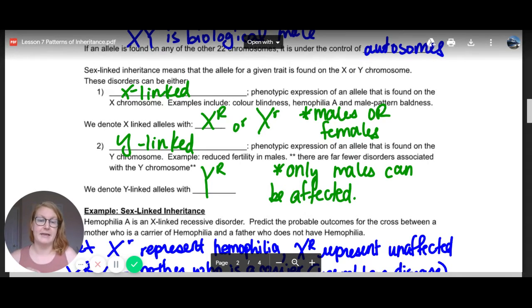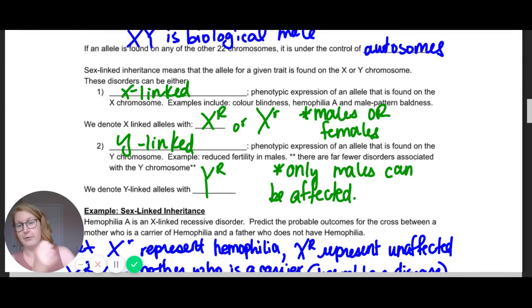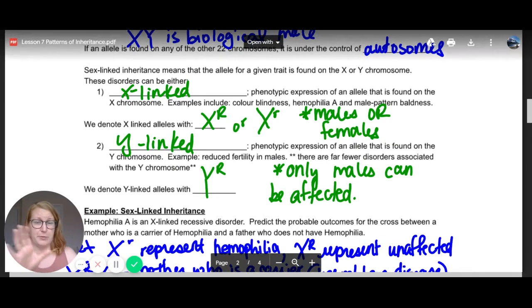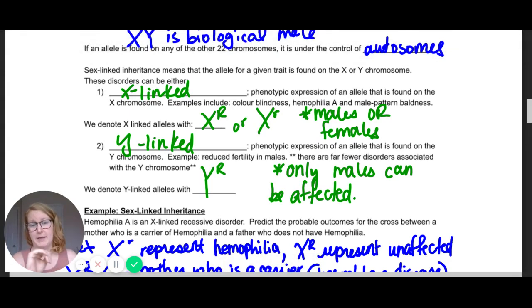With Y-linked, the trait will end up on the Y chromosome. There are very few examples of this. One example is reduced fertility for males.